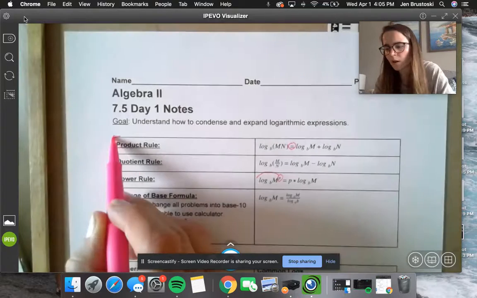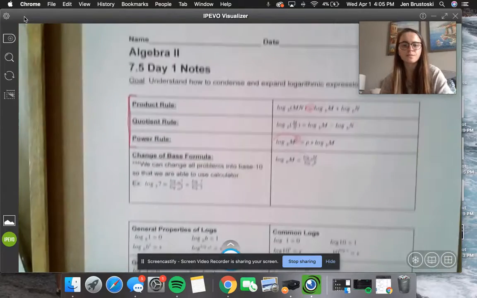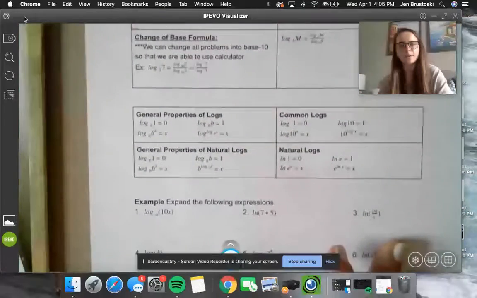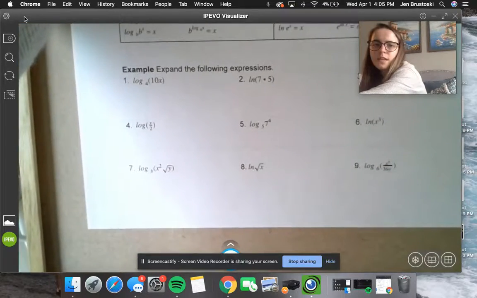We're really going to focus on these three today. We'll kind of touch on the other. These are just some general properties. You've seen those before. We're going to jump straight into some examples today.